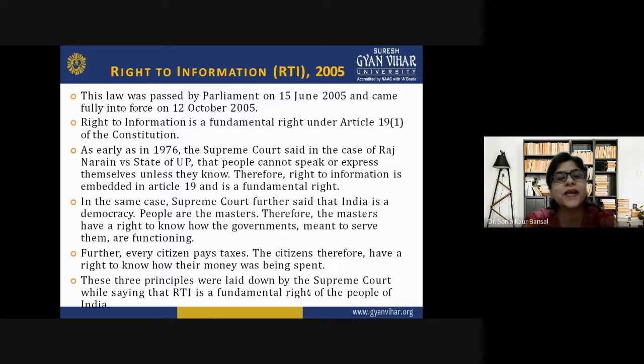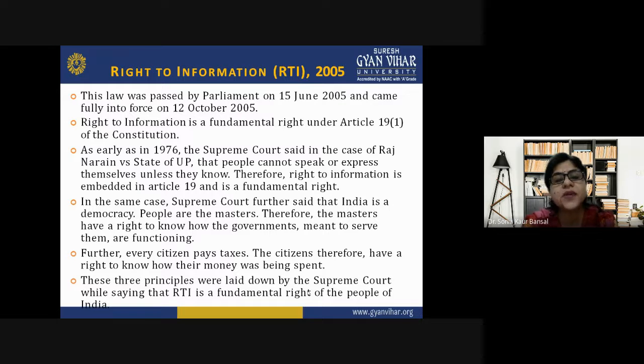So as early as in 1976, the Supreme Court said in the case of Raj Narain versus the State of UP that people cannot speak or express themselves unless they know. So when they are supposed to know, they have some rights. So therefore, right to information is embedded in Article 19 and is a fundamental right.